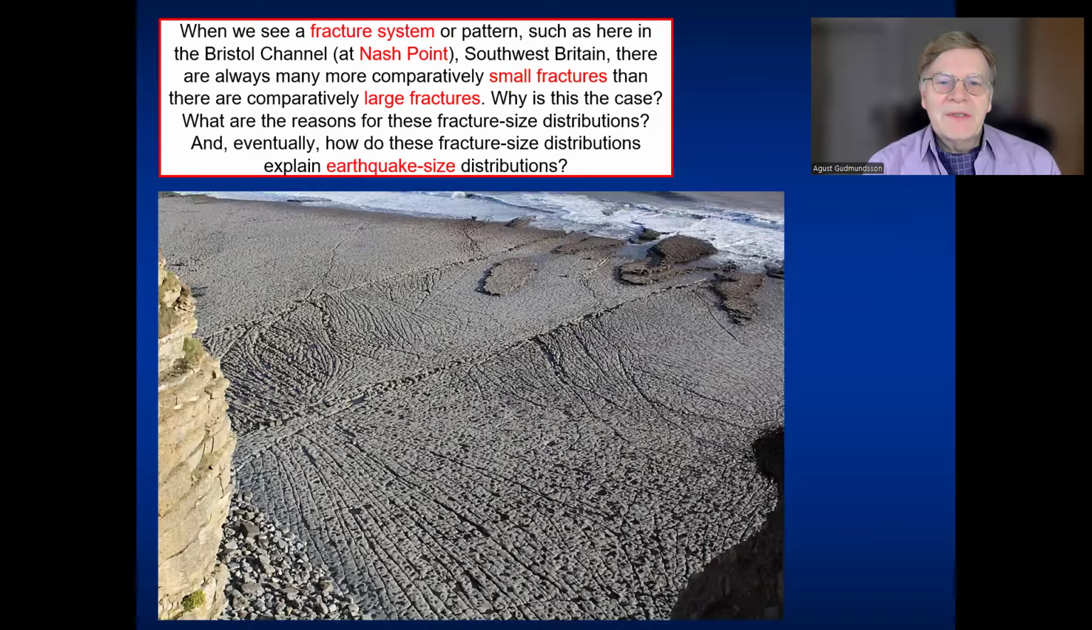Today I'm going to discuss why most tectonic fractures are small and only a few are very large. When we see a fracture system or pattern, such as here in the Bristol Channel, more specifically at so-called Nash Point in southwestern Britain, there are always many more comparatively small fractures than large fractures. Now, why is this the case? What are the reasons for these fracture size distributions? And eventually, how do these fracture size distributions explain earthquake size distributions?